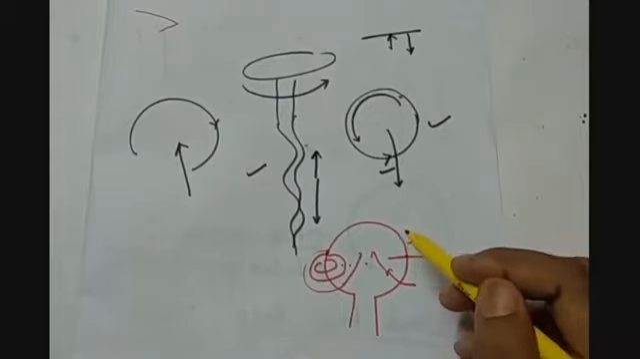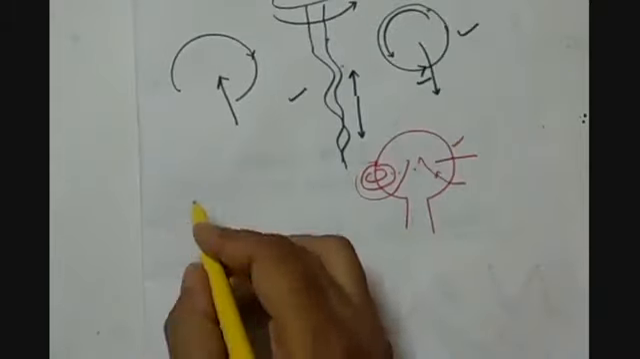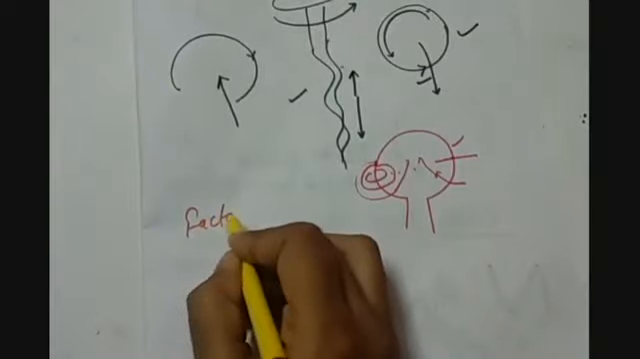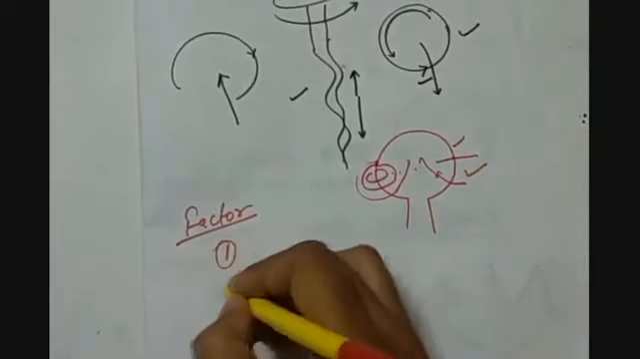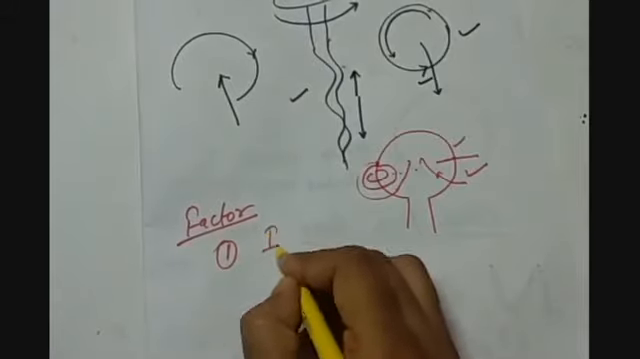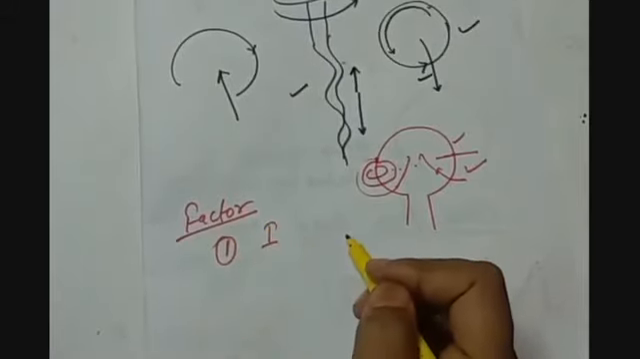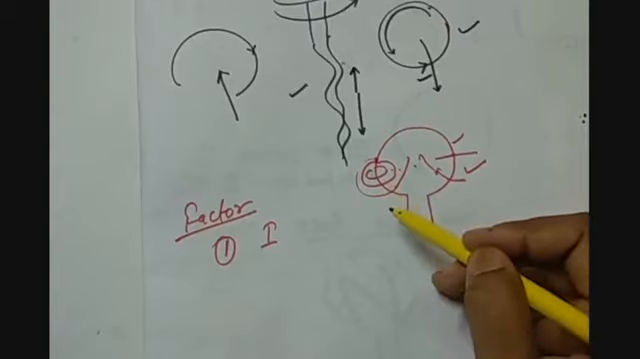Now let us see what the factors are that affect the magnetic field strength of a circular loop. So the first factor, as usual, is the current. The higher the amount of current, the higher the magnetic field strength.